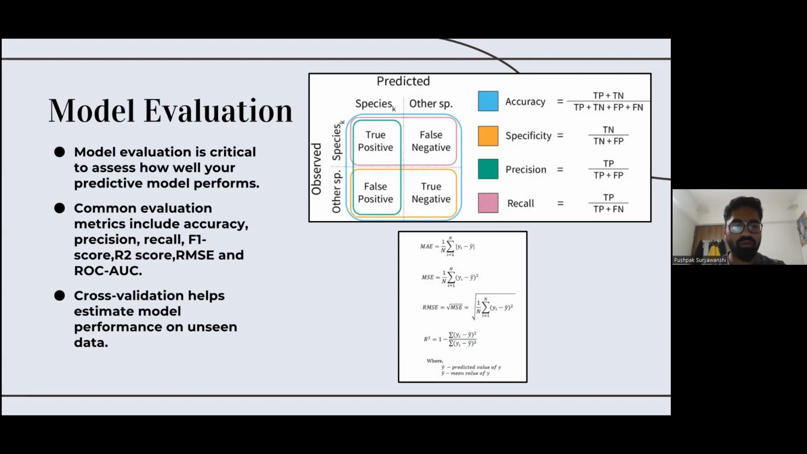Also, cross validation is an important performance metric which helps in estimating model performance on unseen data. On the side, we can see the confusion matrix, which is very helpful for identifying which predicted values accurately align with the original data. We can also see the various formulas of accuracy, specificity, precision, and recall. Then below are the formulas of mean absolute error, mean square error, root mean square error, and R square error. These are the important performance metrics to evaluate the model.